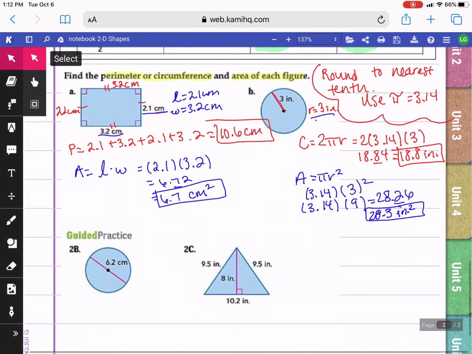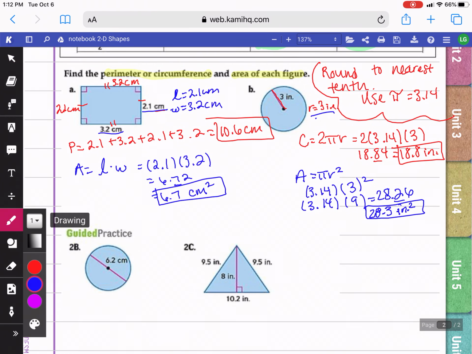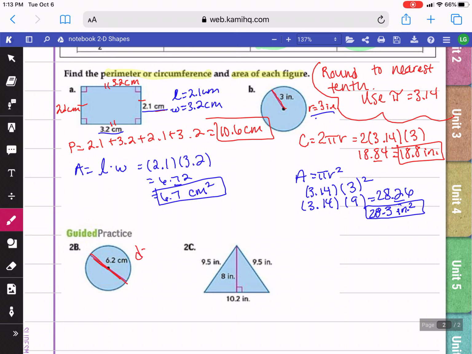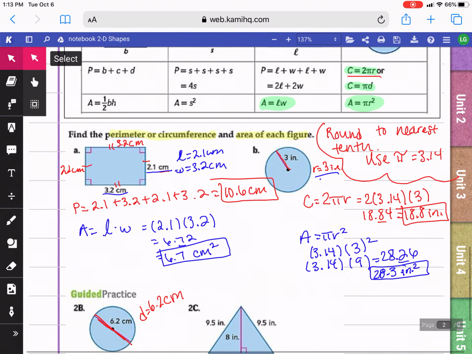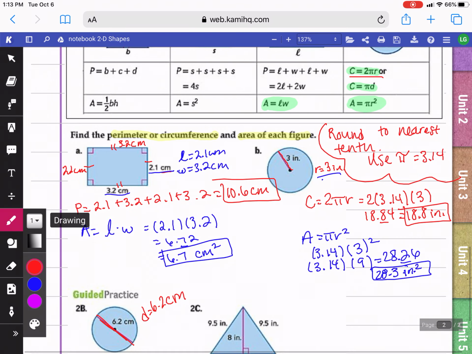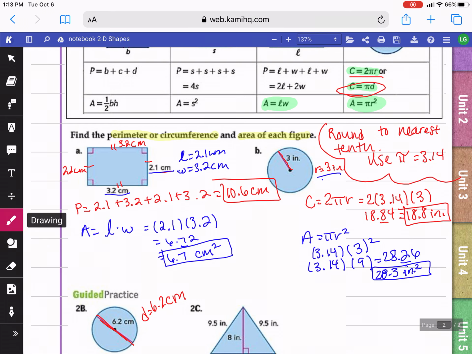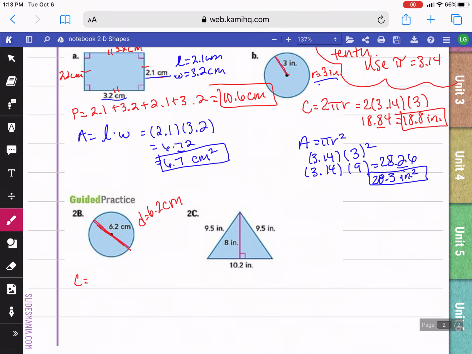Here our next example again is a circle, but this time they gave us the diameter of the circle. So our diameter is 6.2 centimeters. So if we look at our formula, the one for diameter is C equals pi times diameter. So pi, I'm using 3.14. Here my diameter is 6.2. So if I do 3.14 times 6.2, that comes out to 19.468.